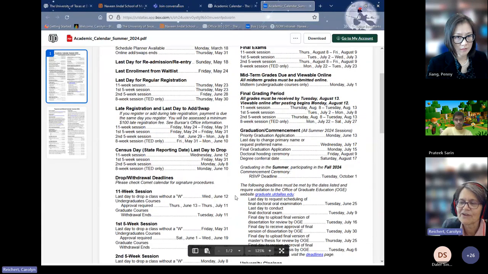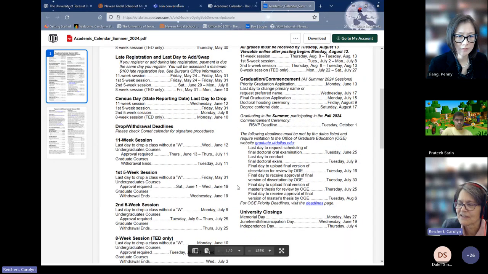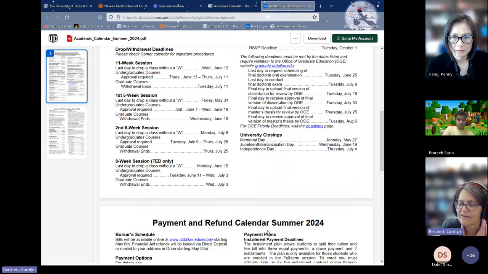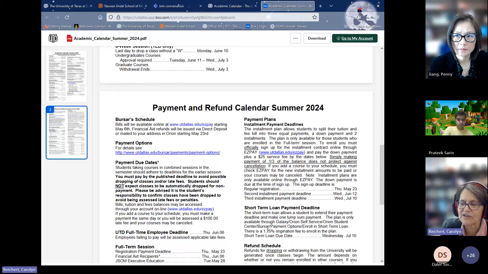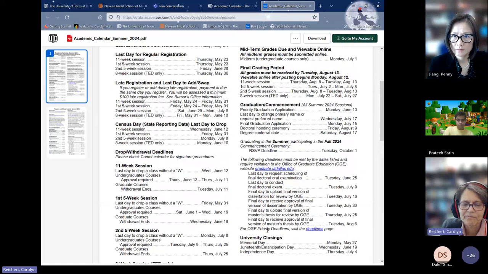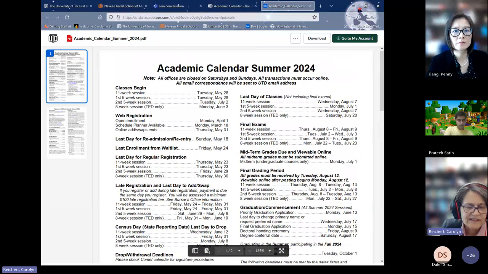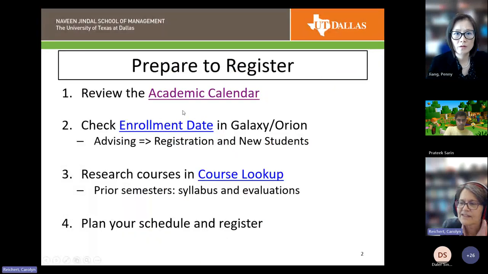Pretty much all the dates you would be interested in tend to be here on the first page, including days the university is not open. And then the payment schedule is on the second page. But it's a very useful thing for that. And we'll talk about professional development here in just a moment. So that's the first thing.